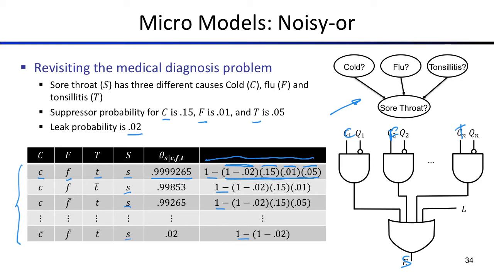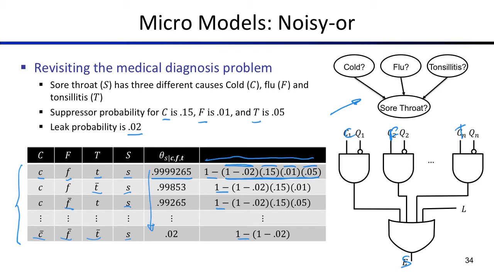So it means that the probability of a person having the disease, given all the symptoms, is going to be very high. And as we eliminate the symptoms, so now the person has no tonsillitis, here the person has no flu, and here the person has no cold, no flu, no tonsillitis, we see that these probabilities tend to go down.